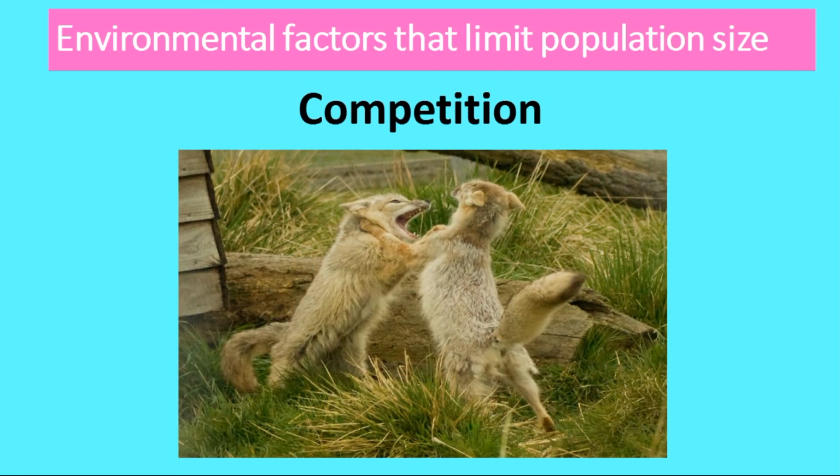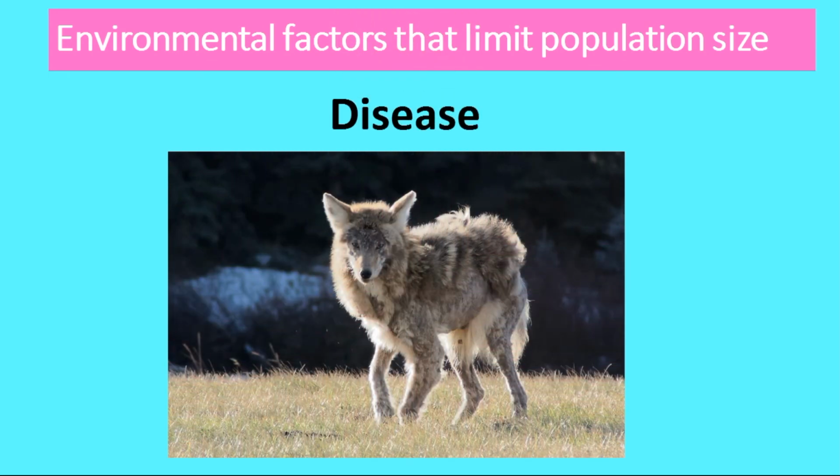Competition. As more organisms are in the population, individuals begin to compete with each other for several things. It may be competition for food. It may be competition for space. Organisms may compete with each other in their species, but they may also compete with organisms of other species. We have to remember that populations do not exist in isolation, but with other populations making up a community in the ecosystem. The second environmental factor that may limit the population size is disease.